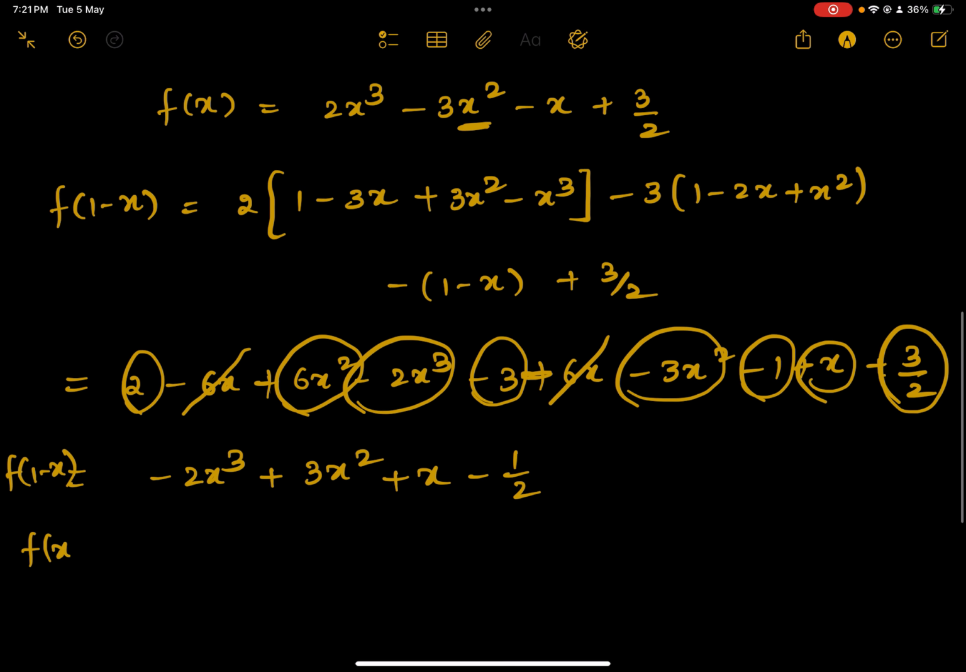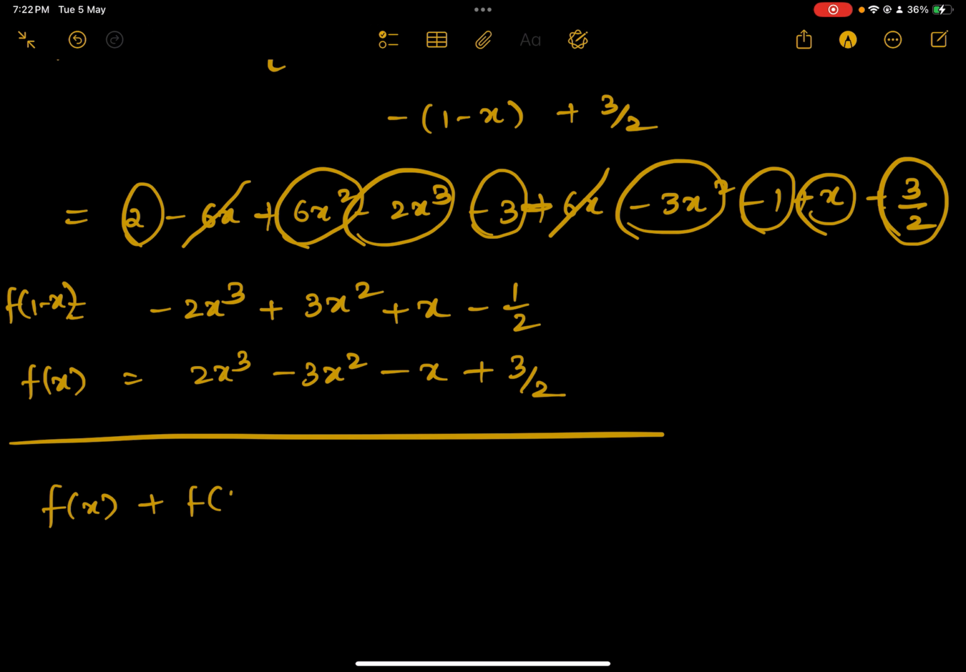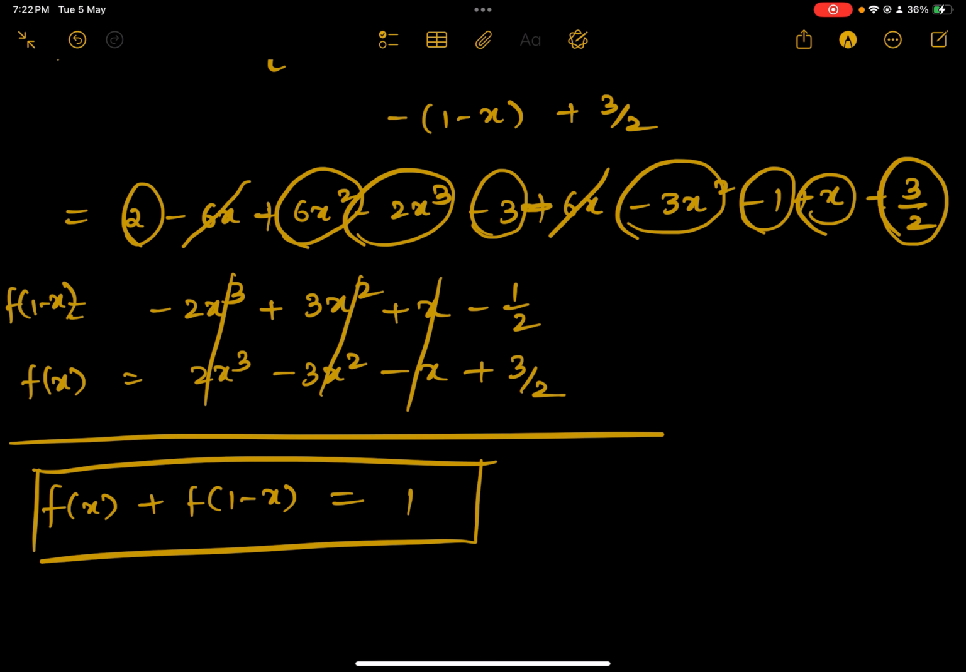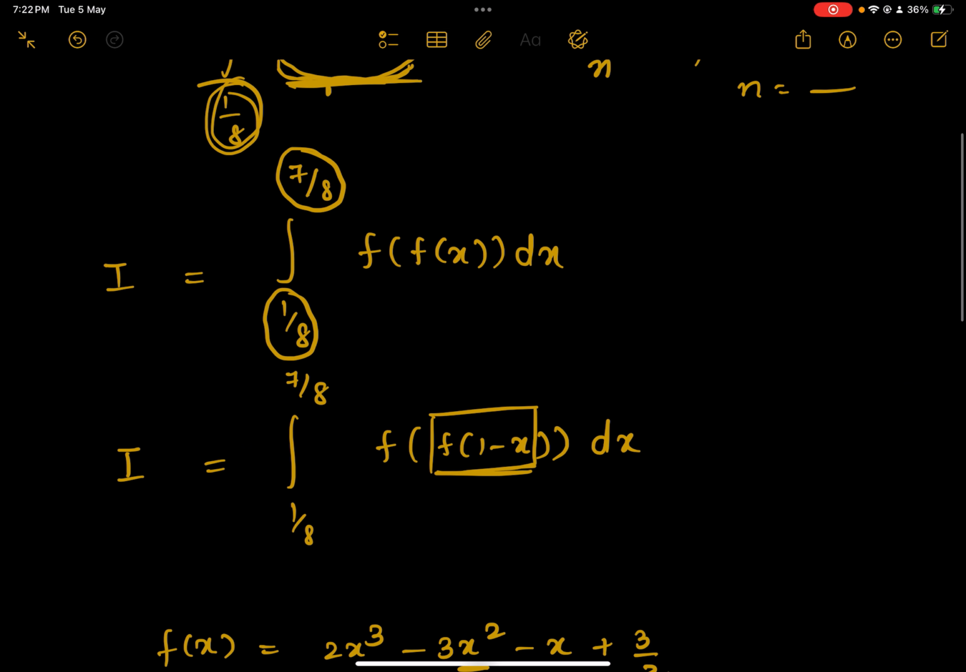And what is your f of x? Your f of x is simply 2x cube minus 3x square minus x plus 3 upon 2. Do you notice anything here? If you add up these two, you'll get f of x plus f of 1 minus x is equal to simply 3 by 2 minus 1 by 2, that is 1. So this is the result that we have. And going back here, this is the given integral, and we achieved this using King's rule.